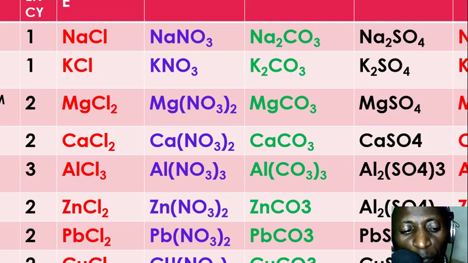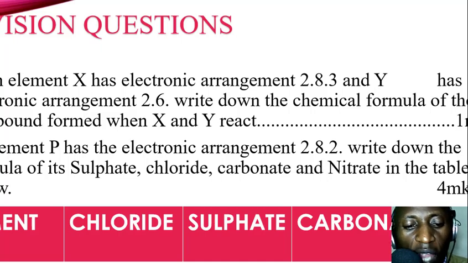Viewers, we look at a revision question which I would like us to read together and then kindly work it out and post it on the comments section, and I will be able to reply to your answer. An element X has electronic arrangement 2.8.3 and Y has the electronic arrangement 2.6. Write down the chemical formula of the compound formed when X and Y react. That gives you 1 mark.